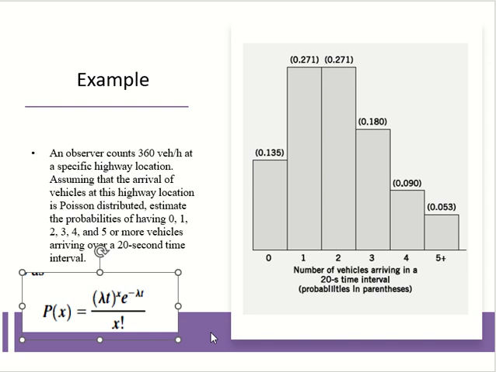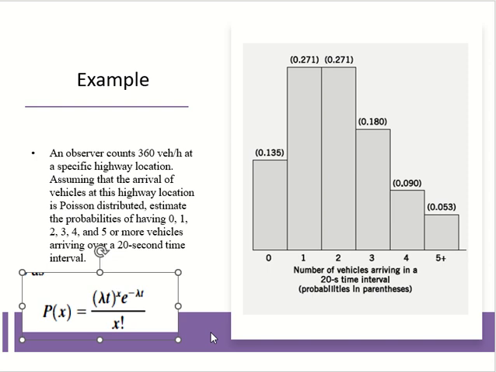Okay, so I want X. I'm calculating the probability for X to be 0, 1, 2, 3, 4, and 5 or more. This is exact 0, exact 1, exact 2, exact 3, exact 4, and then anything 5 or more together. Clear?